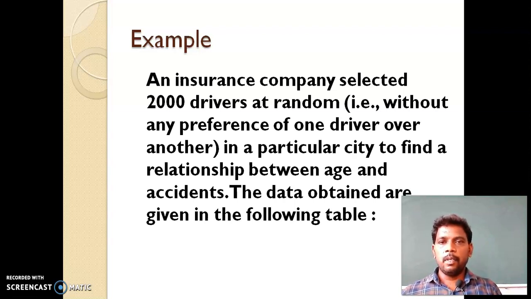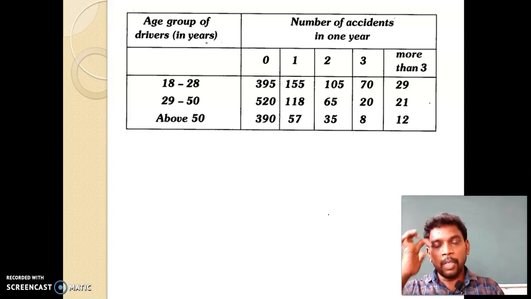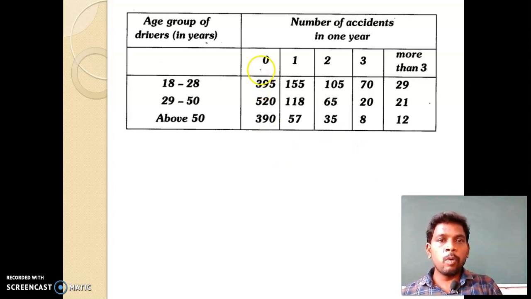So look at the question. An insurance company selected 2000 drivers at random in a particular city to find a relationship between age and accidents. The data obtained are given in the following table. The first column is the age of drivers in years, in 3 categories, and the number of accidents in 1 year. 0 means no accidents are occurring, and then 1 accident, 2 accidents, 3 accidents, and more than 3 accidents.